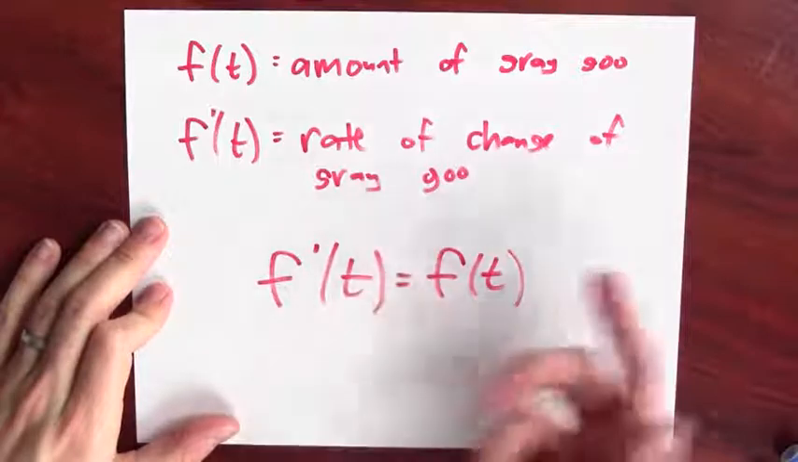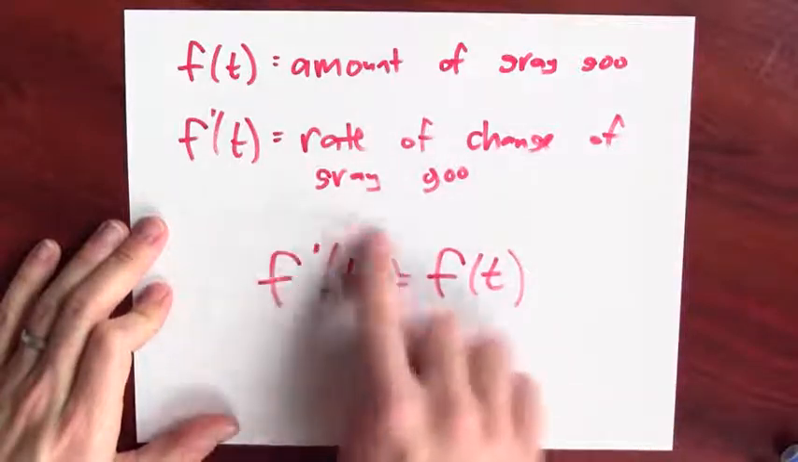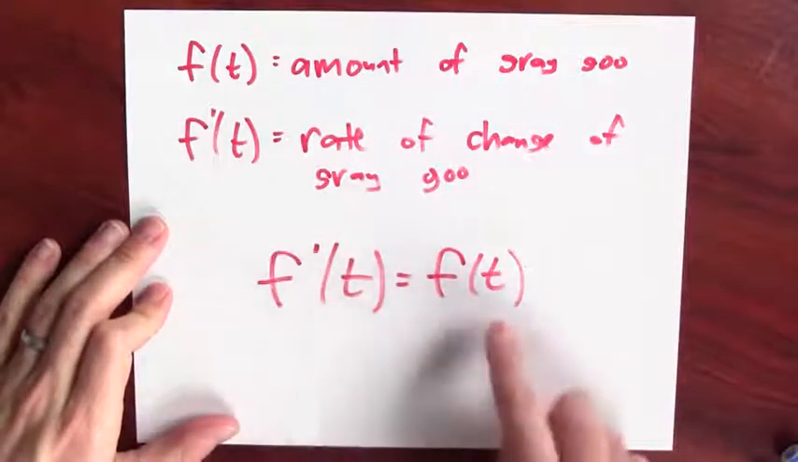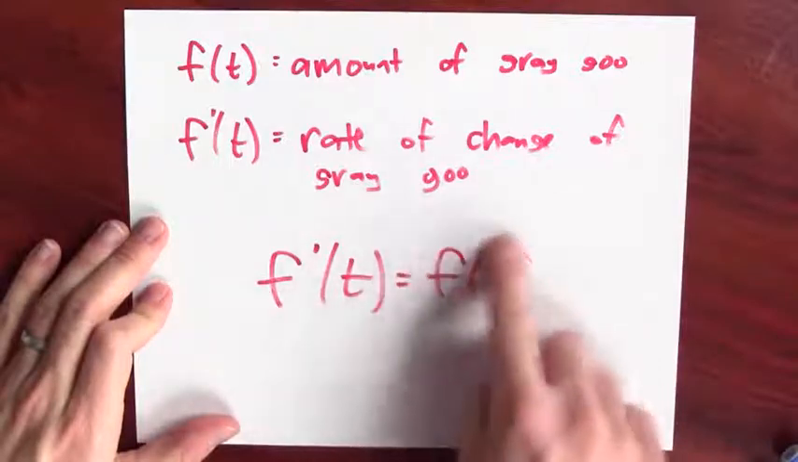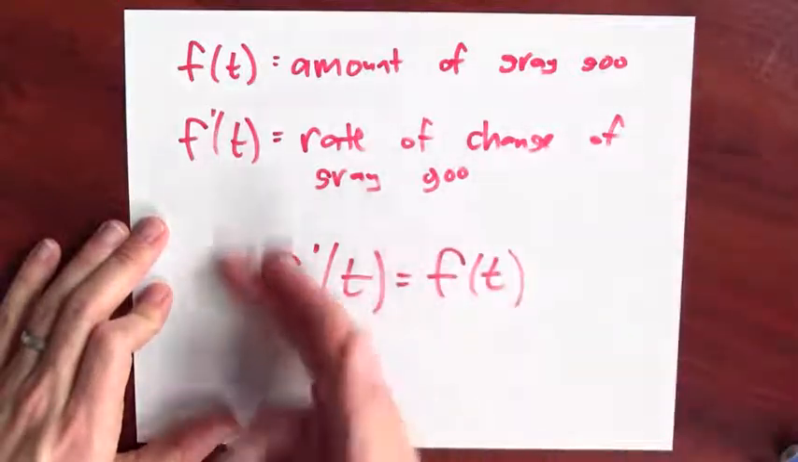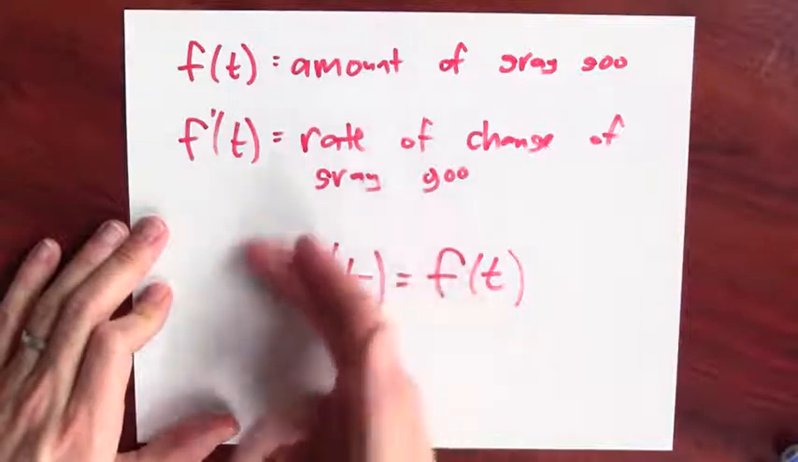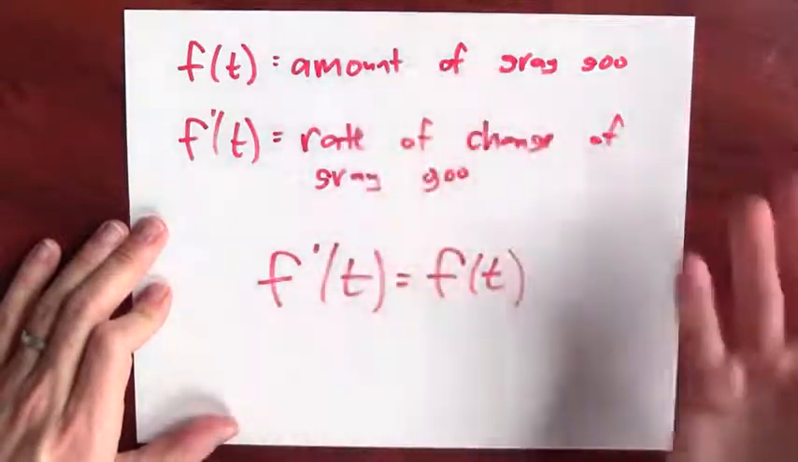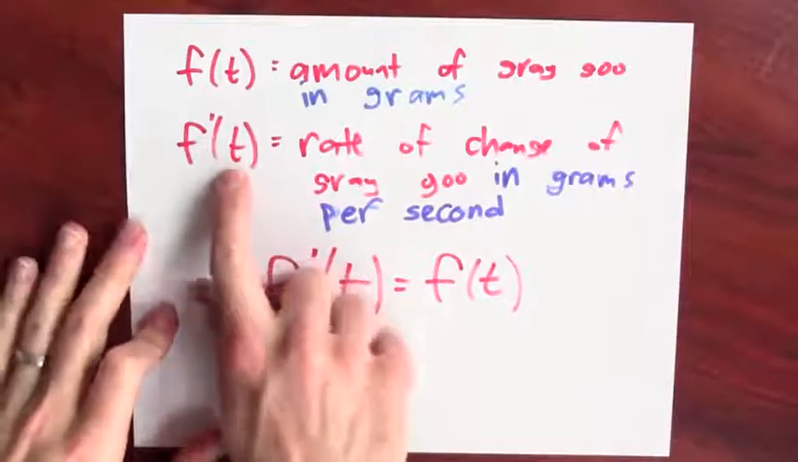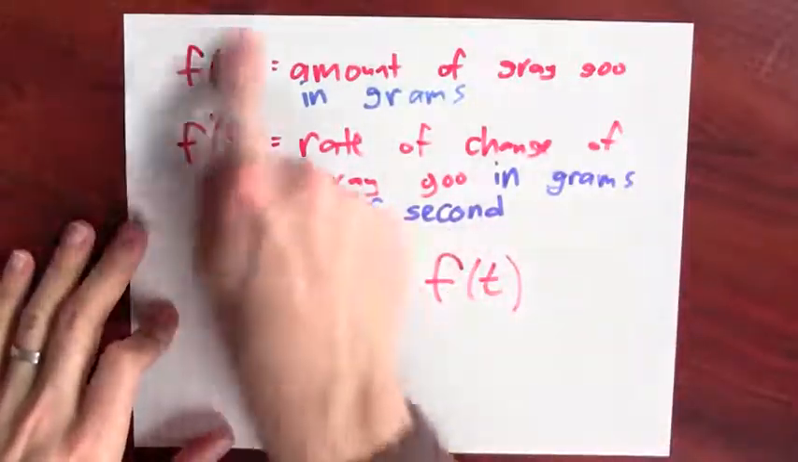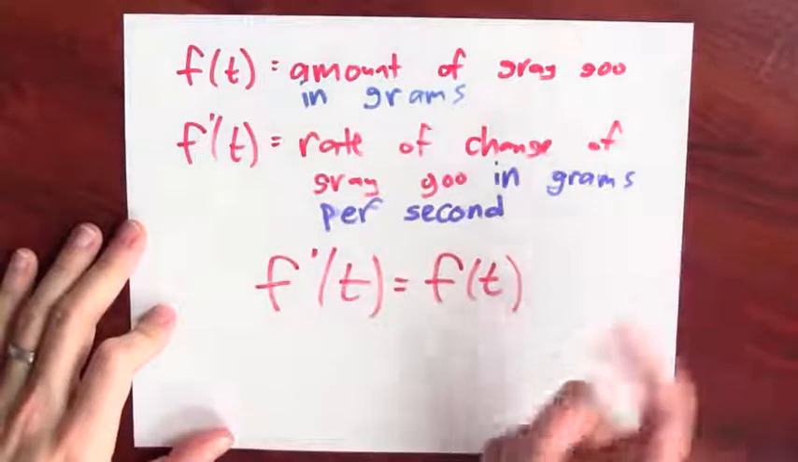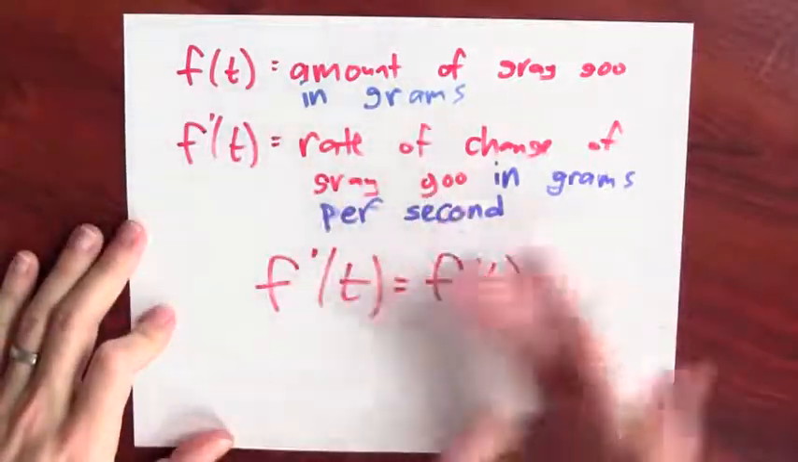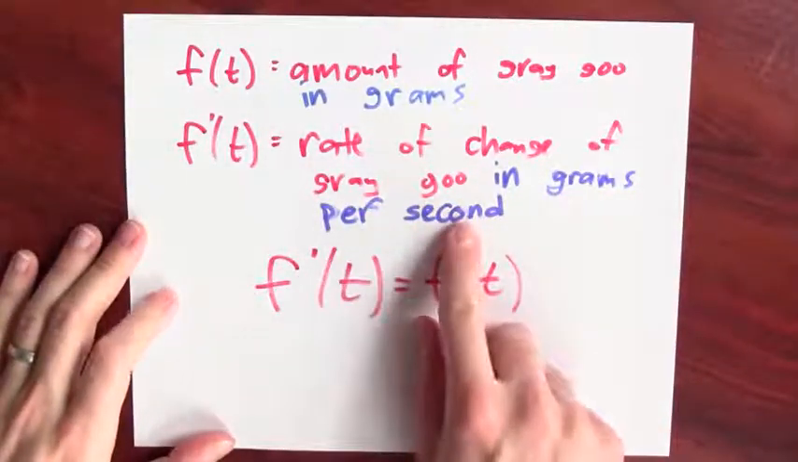So if the proportionality constant is 1, what I'm really saying is that the rate of change in the amount of gray goo is just the amount of gray goo. So if there's more gray goo, the rate of change in the quantity of gray goo is also higher. What are the units of the derivative? Well, let's have time measured in seconds and the amount of gray goo measured in grams. That means the rate of change in the amount of gray goo will be measured in grams per second.